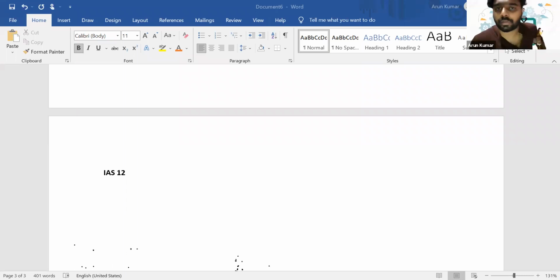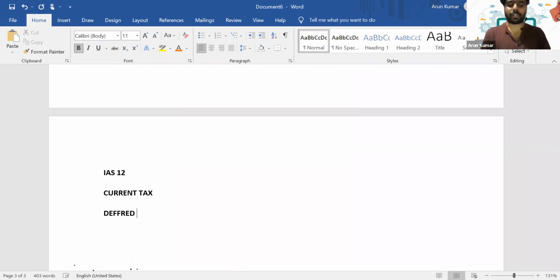Okay, guys. So then we'll move on to IAS 12. In IAS 12, basically we have current tax as well as deferred tax. So first of all, we'll discuss current tax. What do you mean by current tax?